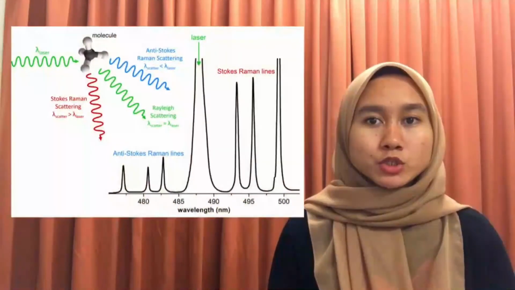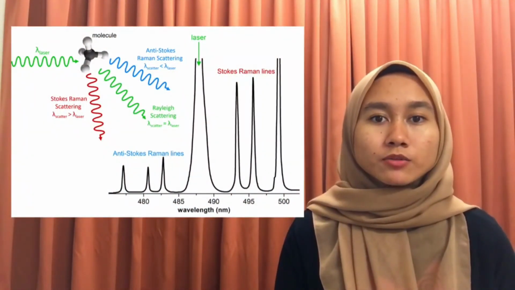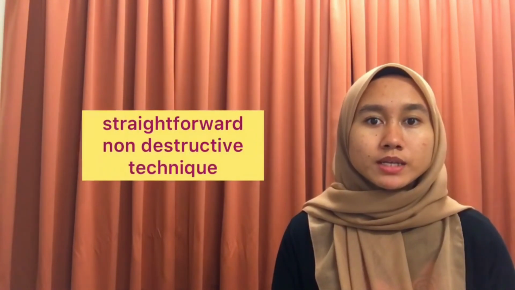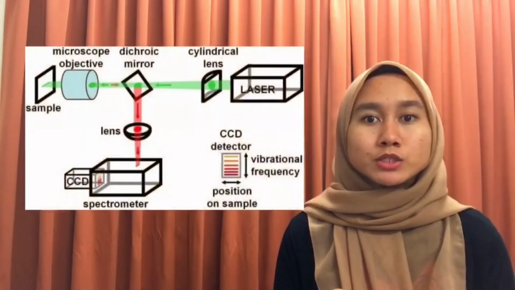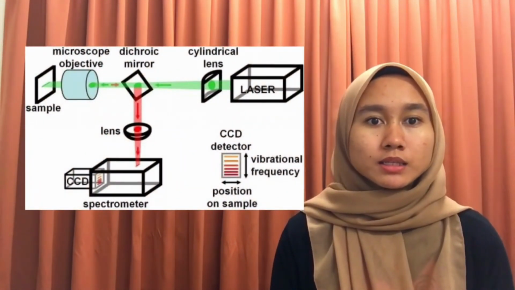Conclusion: Raman spectroscopy is a useful technique for identification of a wide range of substances such as liquids, solids and gases. It is a straightforward non-destructive technique requiring no sample preparation. Raman spectroscopy involves illuminating a sample with monochromatic light and using a spectrometer to examine light scattered by the sample.